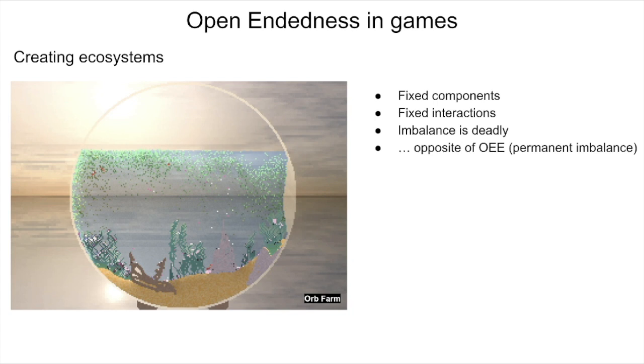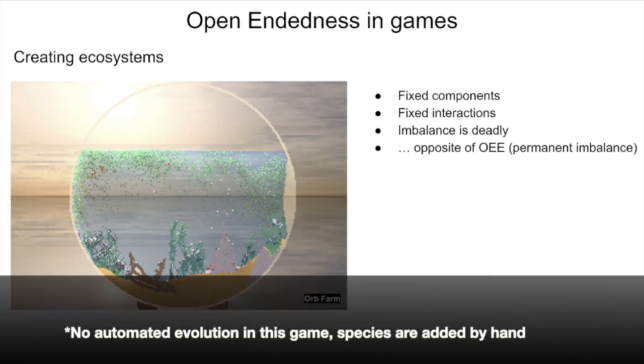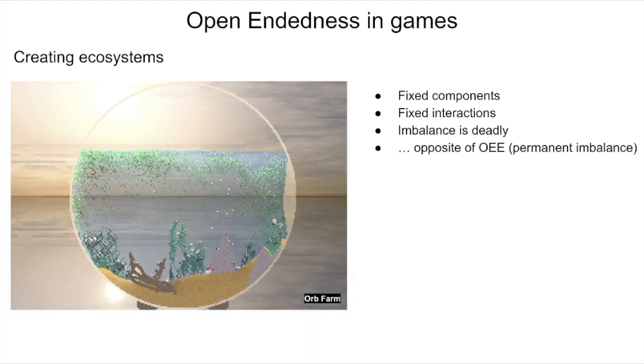So another approach is to start with entire ecosystems. This game, called Orb Farm, got quite popular at the start of the pandemic. You have a small fish tank in which you can add different species, and you have cycles between day and night, the main goal being to reach balance between all of the species and the nutrients. And if you don't reach balance, everyone dies basically, which is kind of the opposite of OEE, because imbalance is a source of evolution. If everything is perfect, there is no reason to evolve or to change.